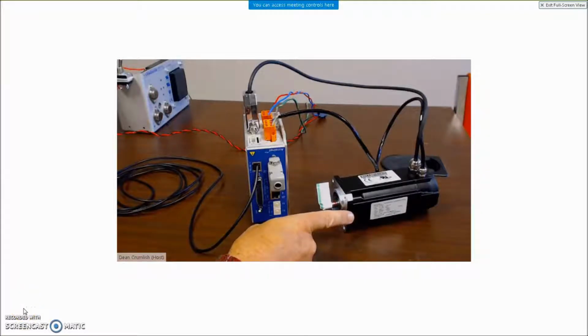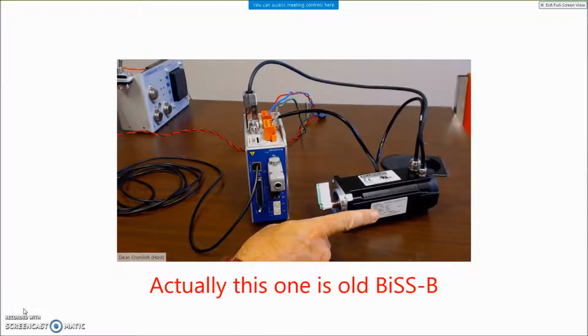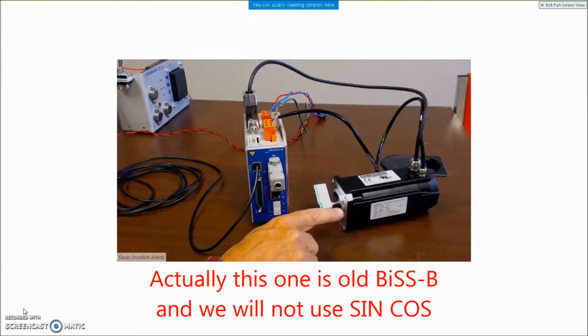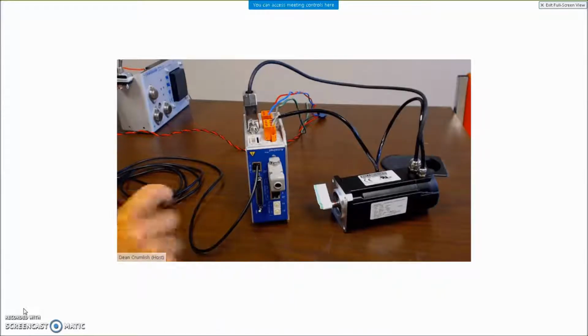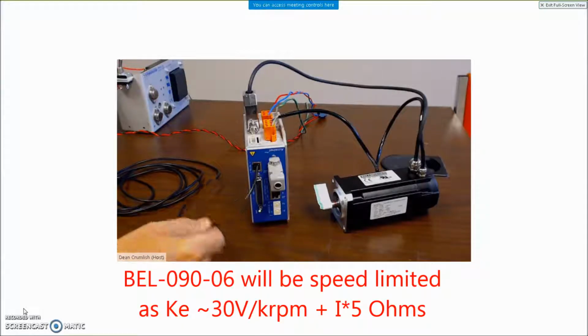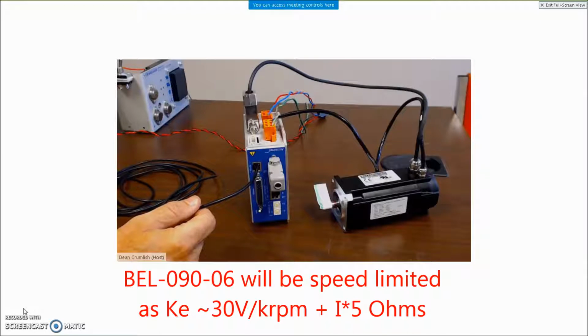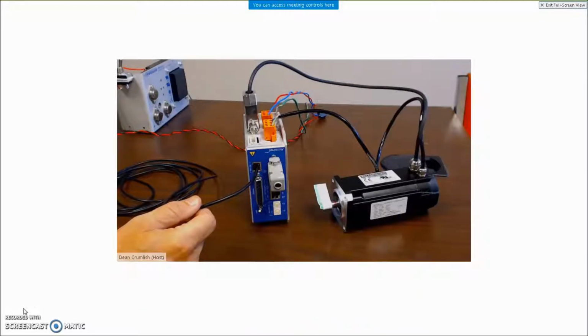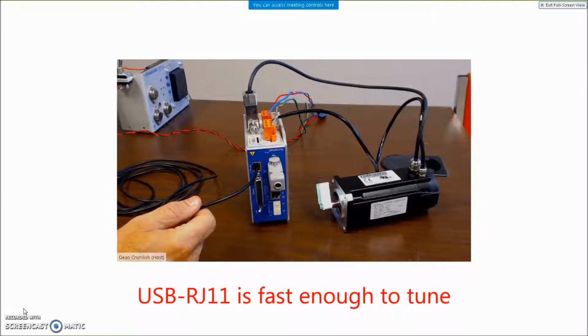So today I've got a Kollmorgen motor with a BiSS-C encoder. It also has sine cosine. We're going to learn how to tune the velocity loop based on the feedback device. I'm going to use a BEL. We've got the USB to RJ11 serial adapter connected so that we can communicate with the drive.